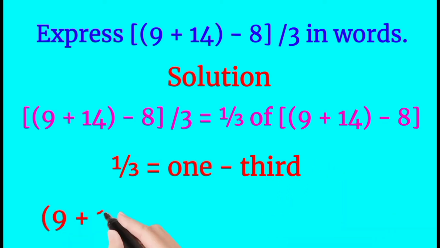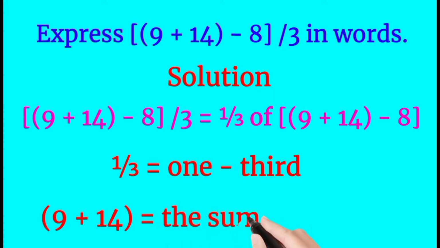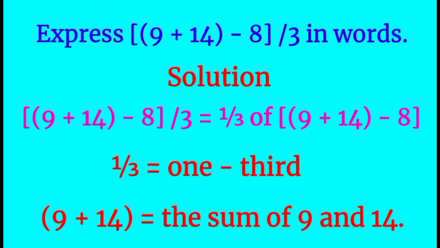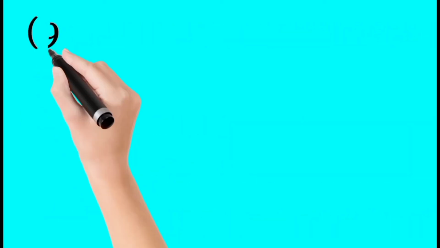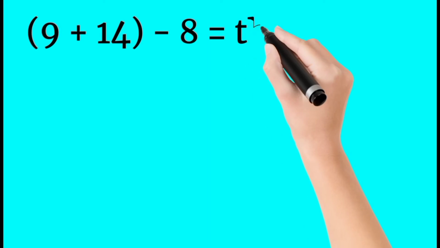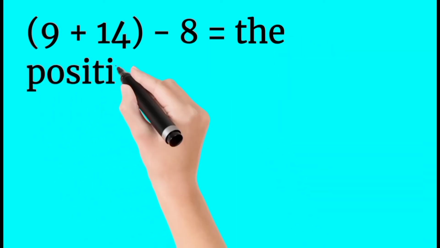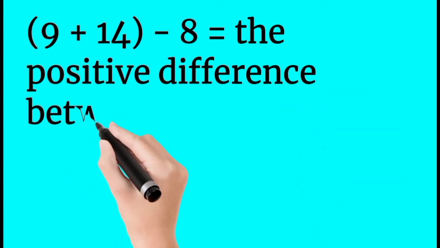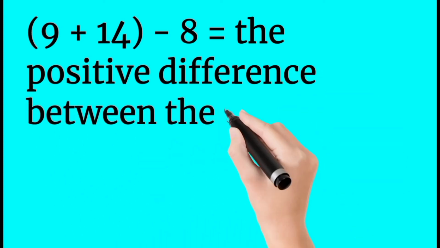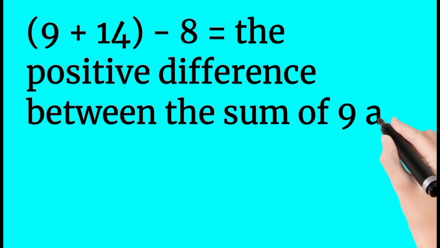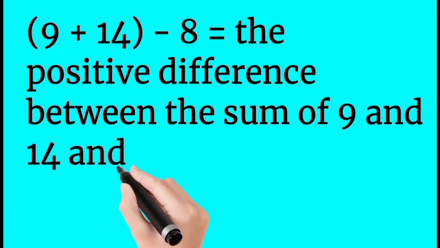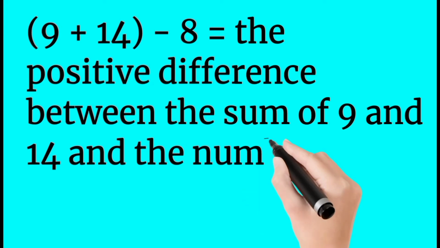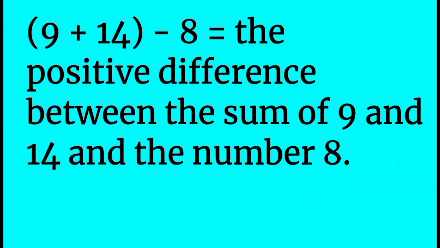1/3 in words means 1/3. The bracket of 9 plus 14 in words means the sum of 9 and 14. Then if we combine the bracket of 9 plus 14 with minus 8, that gives us the expression the positive difference between the sum of 9 and 14 and the number 8.